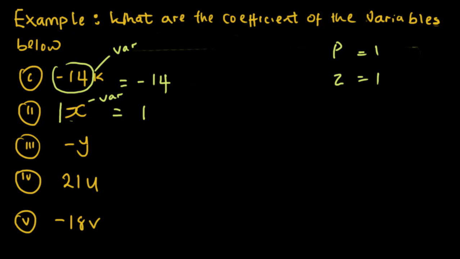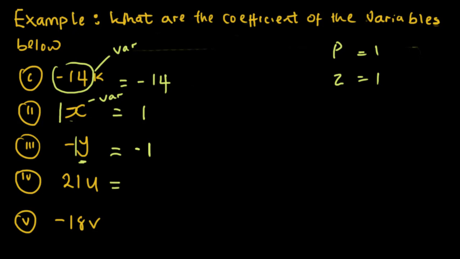Does that make sense? Now the question for I is, what's the coefficient of minus y? Now don't forget, there's like an invisible 1 here, so it means that the coefficient of minus y is minus 1. Does that make sense? Minus 1 times y will give us minus y.